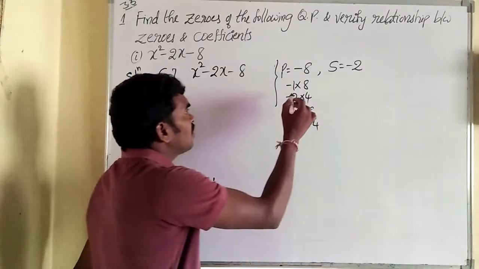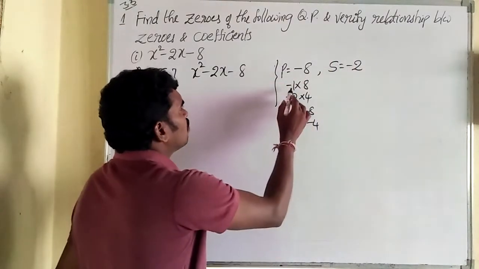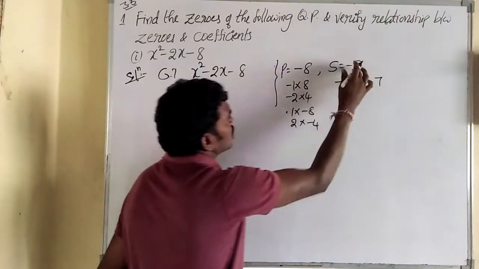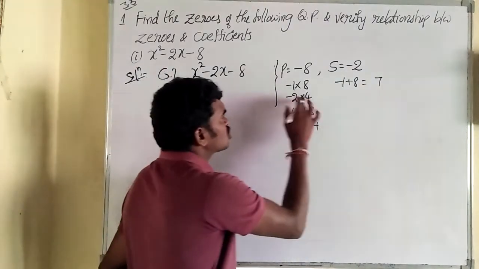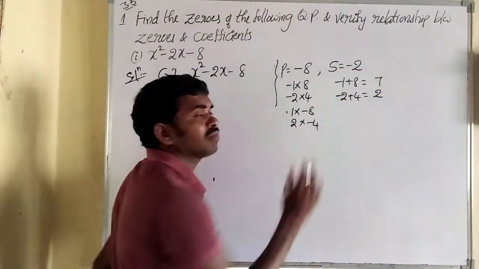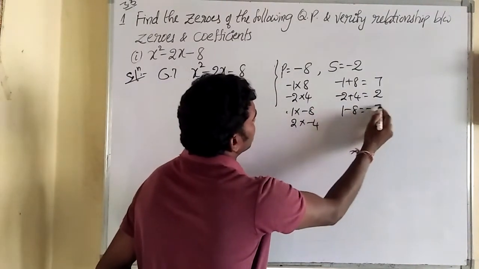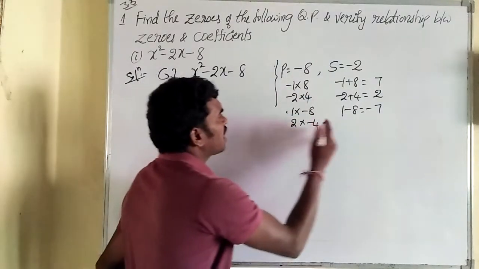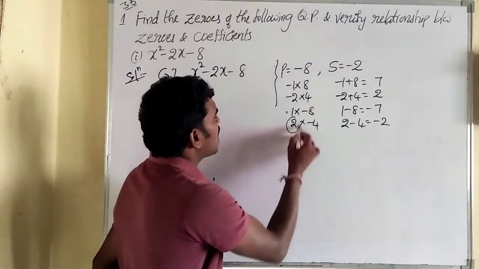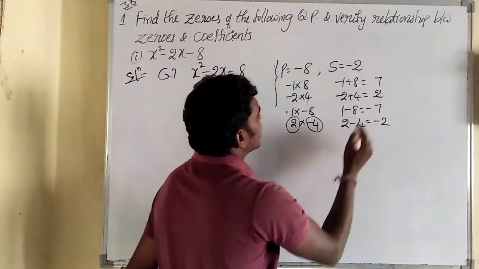Now if we add the two numbers, do we get -2 or not? We have to check. -1 plus 8 is 7, which is not -2, so not suitable. -2 plus 4 is only 2, not suitable. 1 minus 8 is -7, also not suitable. 2 minus 4 is equal to -2. If we multiply 2 and -4, we get -8, and if we add 2 and -4, we get -2.